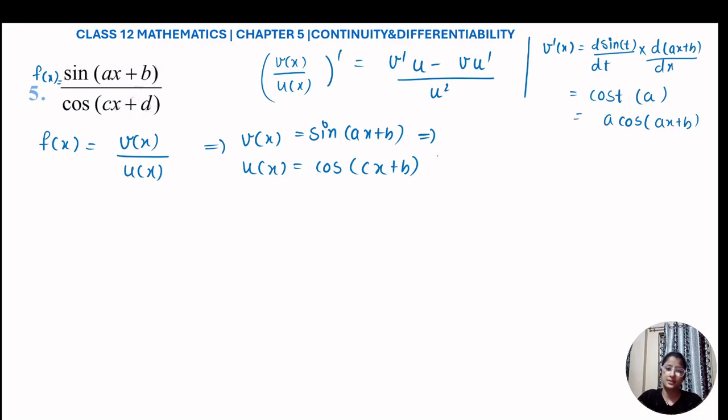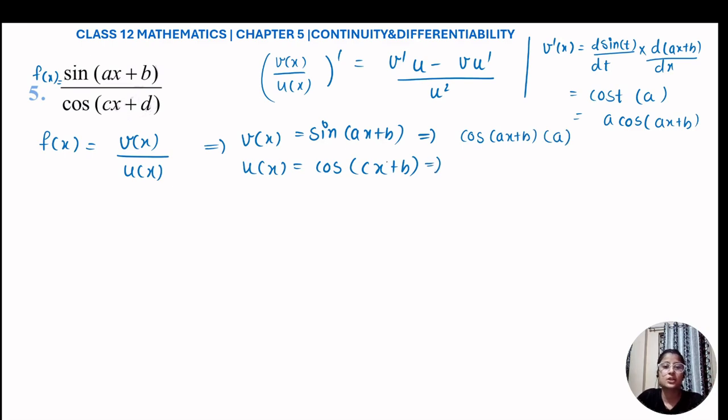I'm just writing it directly. Write the outer differentiation first, that is cos. Put the inner value as it is, that is ax plus b. Now differentiate the inner part in the multiplication. So the differentiation of the inner part is nothing but a.